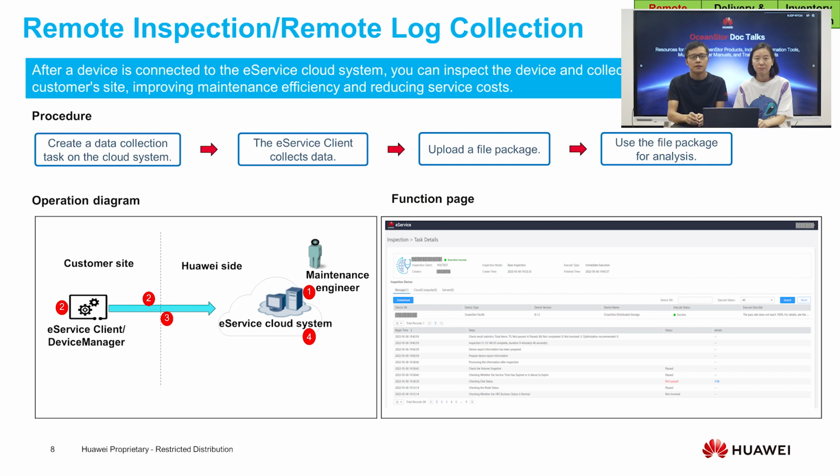fault. Similarly, when the partner's engineer needs to perform regular health check on the customer's device, it is usually necessary to arrange a service engineer to perform health check on the device by visiting the customer's site. By using the remote inspection function of eService, you can complete device health check within half an hour and learn the health status of the device. This convenient health check can also help partners to check the health status of customers' devices more frequently and guard the health of devices with higher quality.